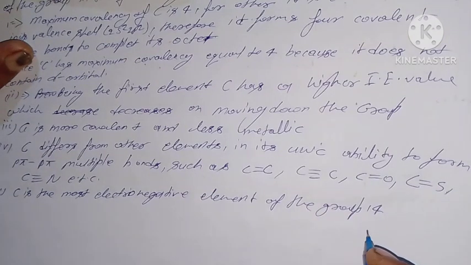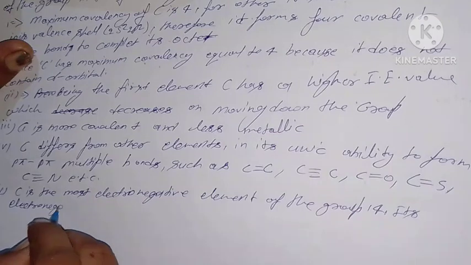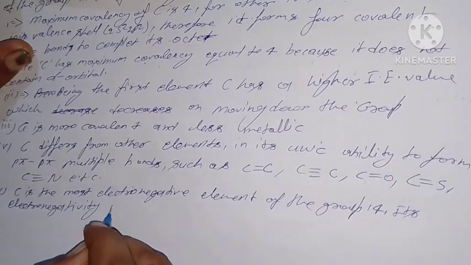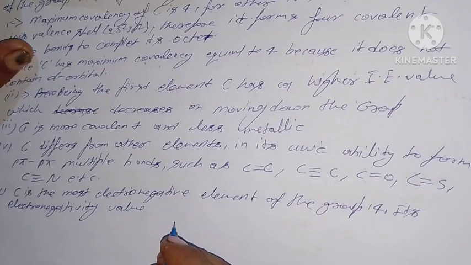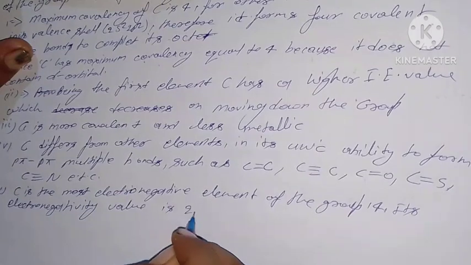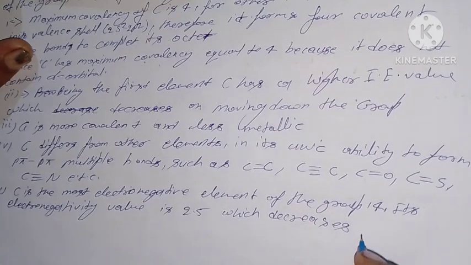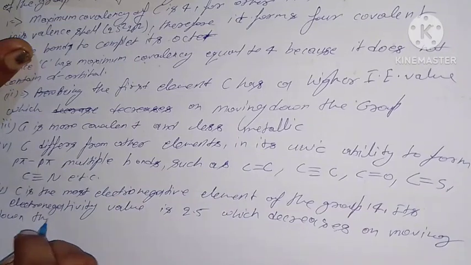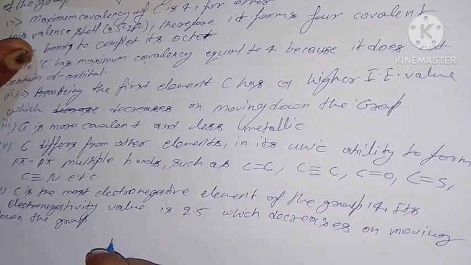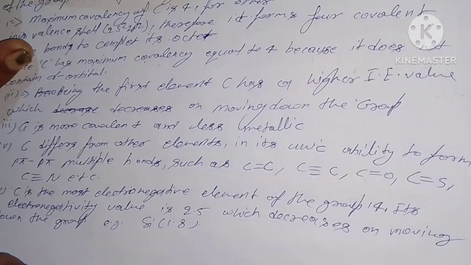Its electronegativity value is 2.5, which decreases on moving down the group. For example, silicon is 1.8.